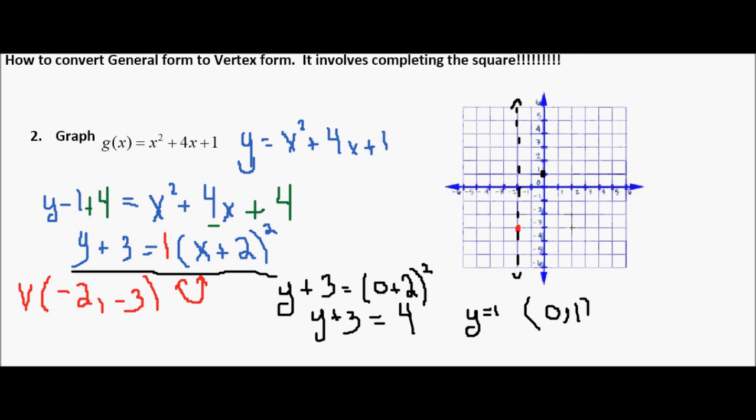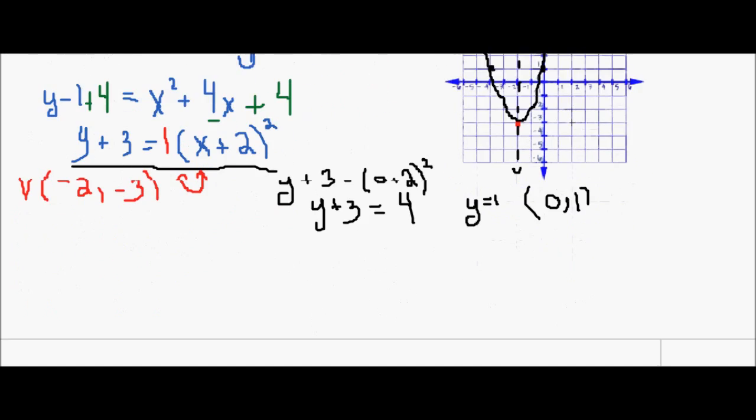So the point symmetric to that, you just simply go 2 units over from your y-intercept. You go 2 units over to your axis of symmetry, and then 2 more units. And it would be right there. And there's your parabola. Okay, that wasn't bad, right? It's simply a review of completing the square.